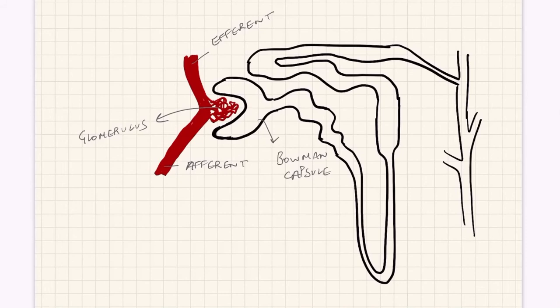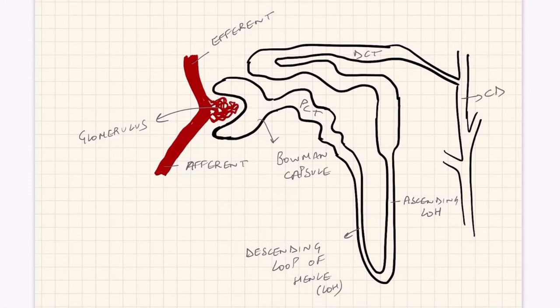Let me just label the parts. This is your PCT. Now this is your descending loop of Henle, that is your LOH. Now this is your ascending LOH. This is your DCT, and this is your collecting duct. Alright, I hope I'm clear.